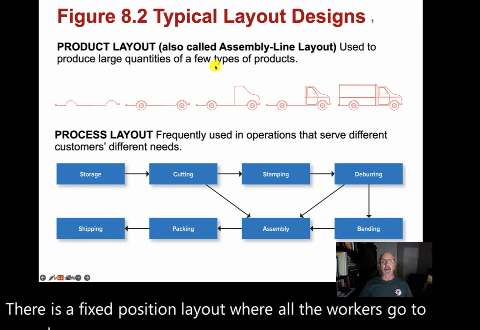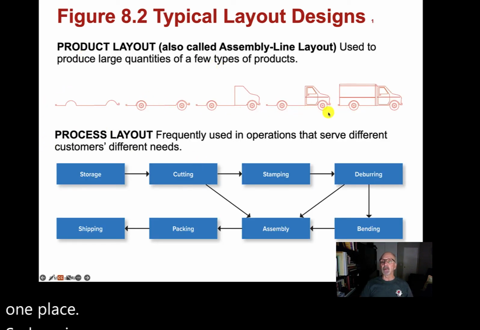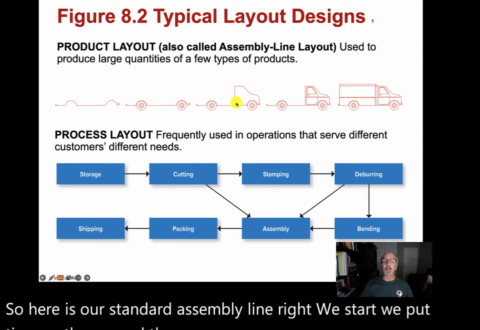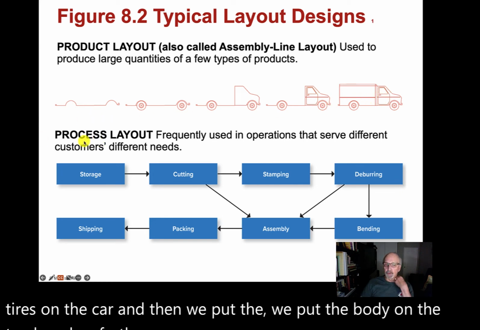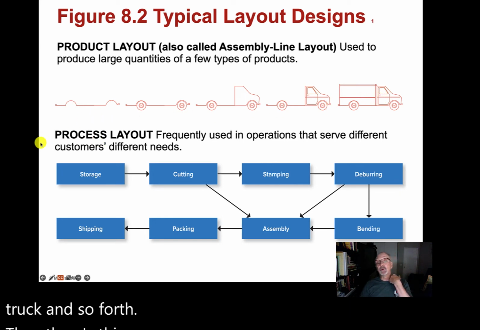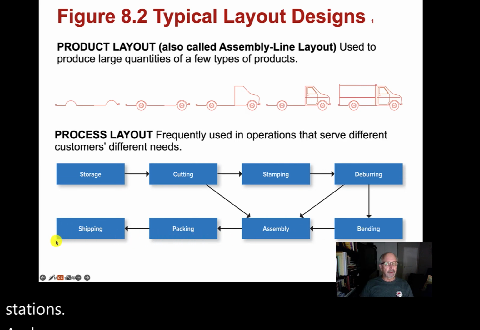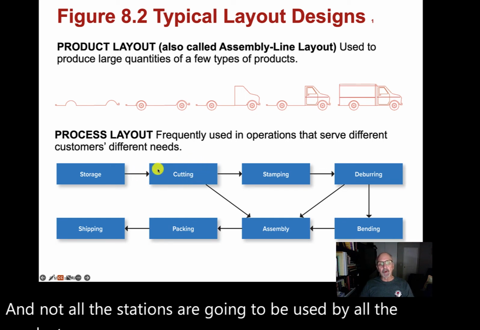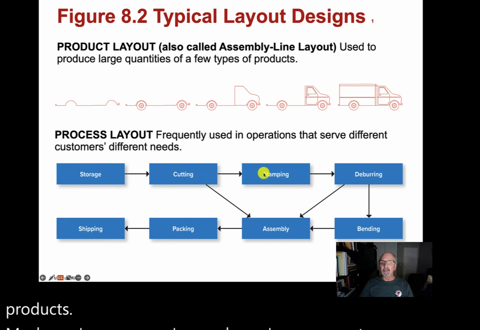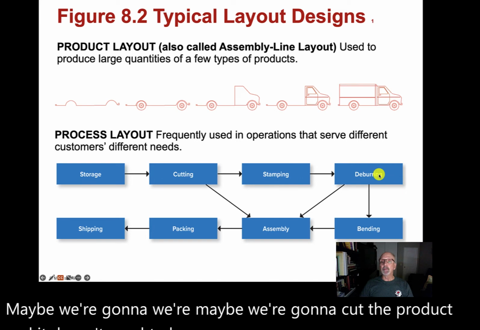So here's our standard assembly line, right? We put tires on the car, and then we put the body on the truck, and so forth. Then there's this process layout, frequently used in operations that serve different customers, different needs. So we have stations, and not all the stations are going to be used by all the products. Maybe we're going to cut the product, and it doesn't need to be stamped or deburred.